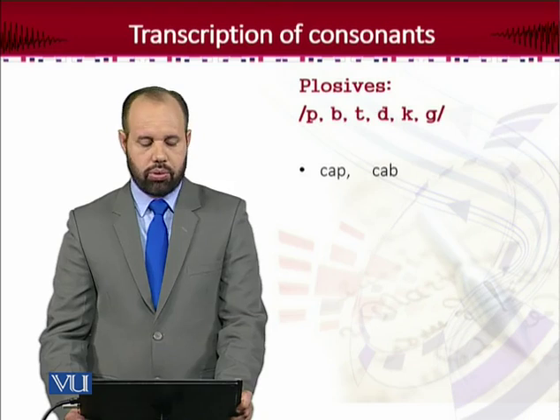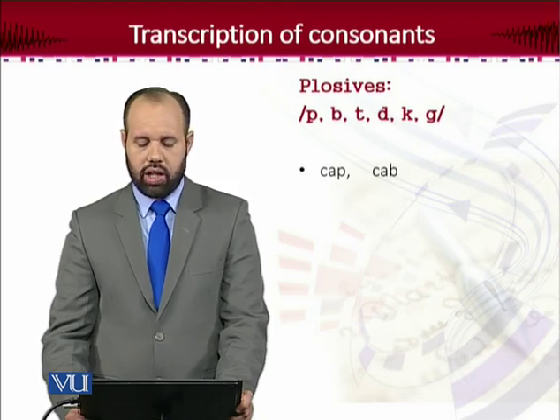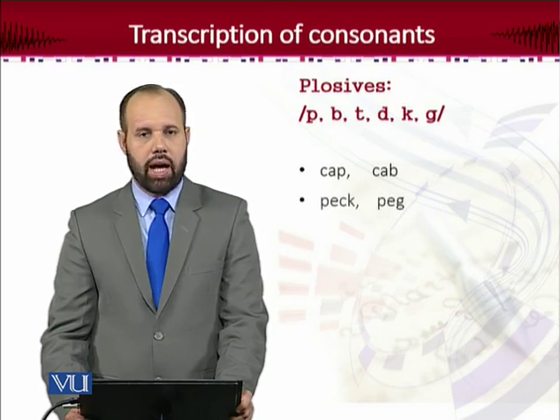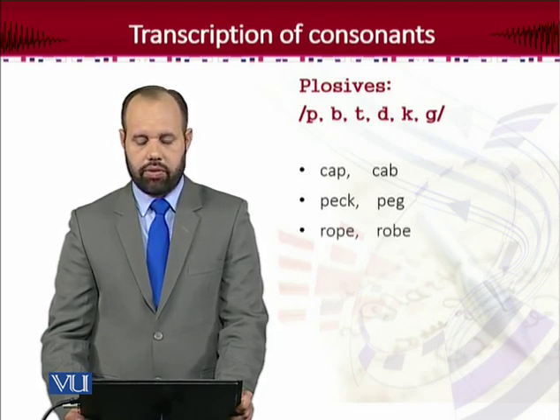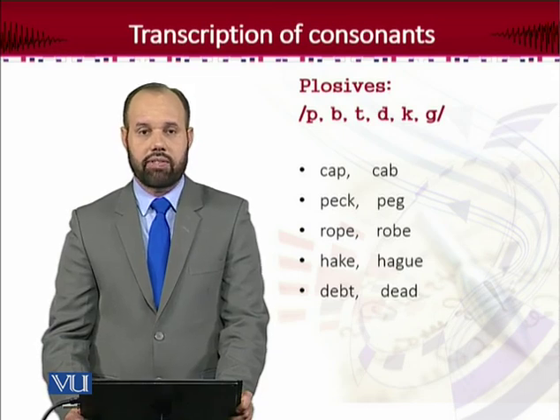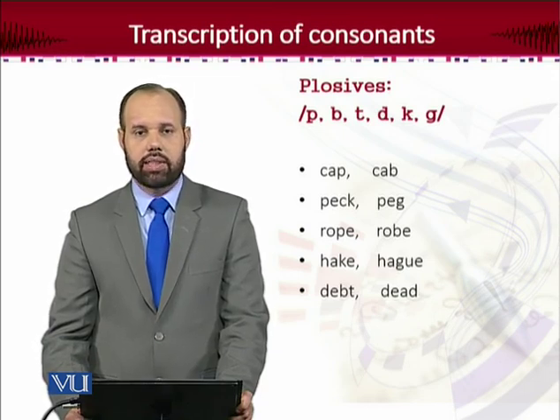Let me just introduce you to the plosives, the words where these plosive sounds are taking place. In words like cap and cab, the difference between p and b, then pack and pag. So the velar plosives, right? Then rope and robe. Again, the p-b difference, right? Hack and hag. So it's again the velar plosives. Debt and dad. Remember that in English, spellings are at times different from the actual sounds, okay?